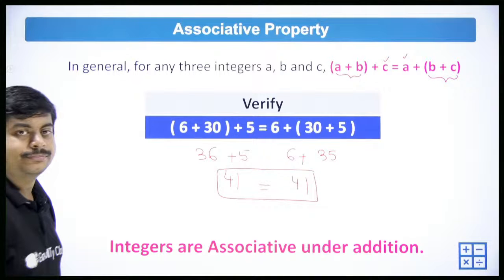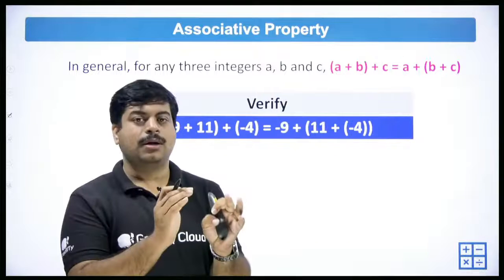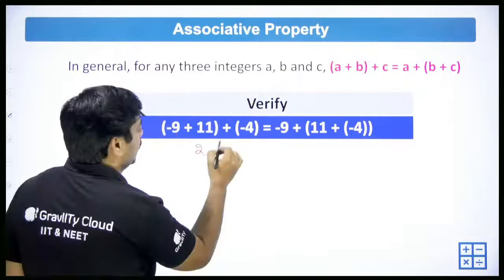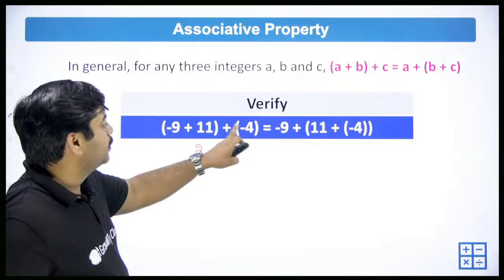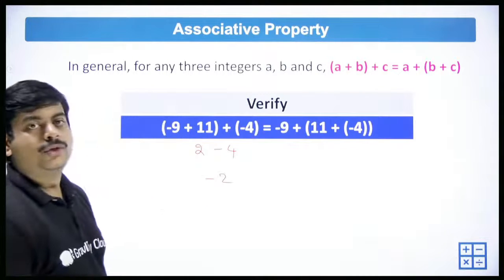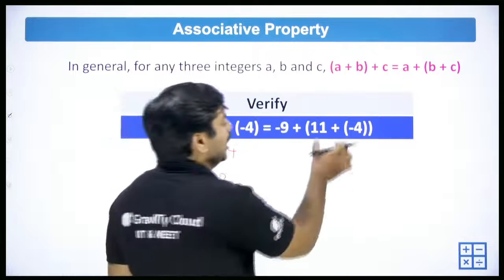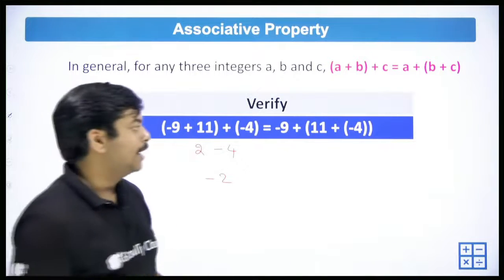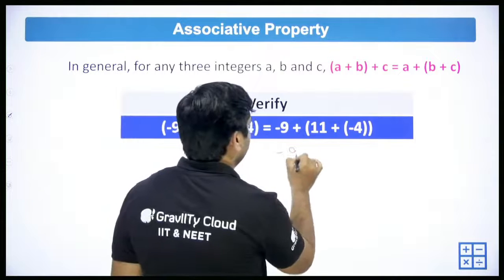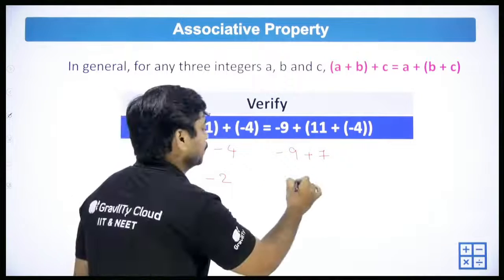So the thing is, first we'll do the brackets. Whenever you have a bracket, it should be calculated first. So minus 9 plus 11 is 2, then 2 plus minus 4 is 2 minus 4, which is minus 2. What about this one? 11 minus 4 is 7. So minus 9 plus 7 is minus 2.